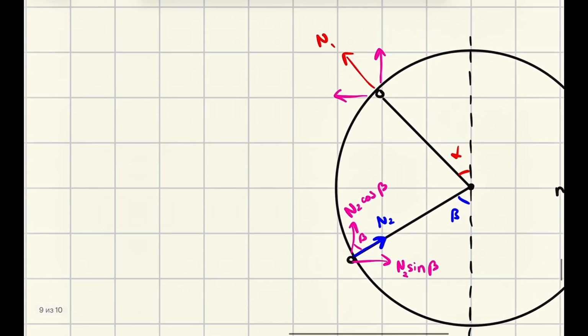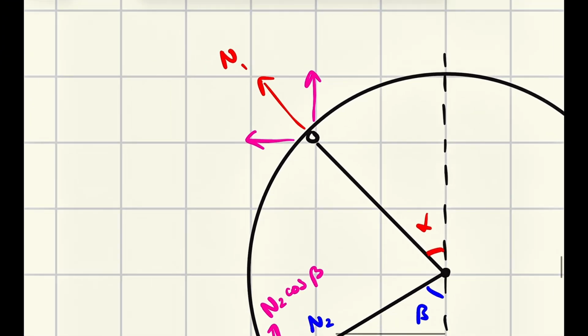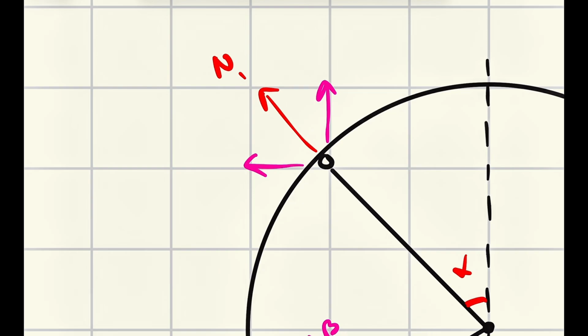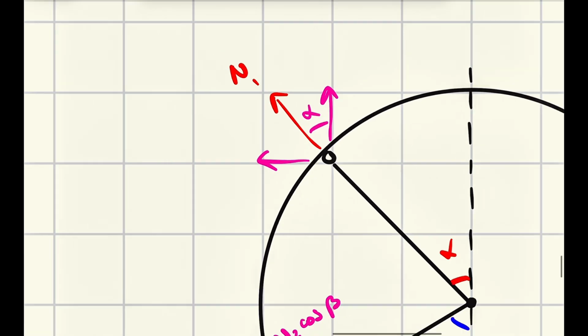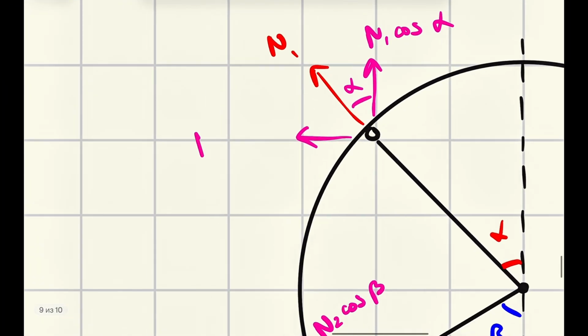Okay, good. What about this case? Well, if this is alpha, it's totally the same no matter where we put this vertical line. If this is alpha, this is alpha. The same thing goes for this angle, so that's got to be just alpha. Let me choose pink so it is visible. You can definitely say that this is N1 cosine alpha because it's adjacent. This is not beta. And this is N1 sine alpha.